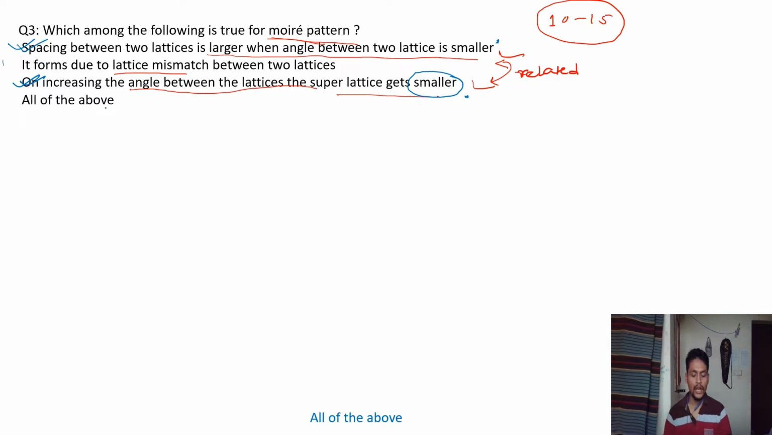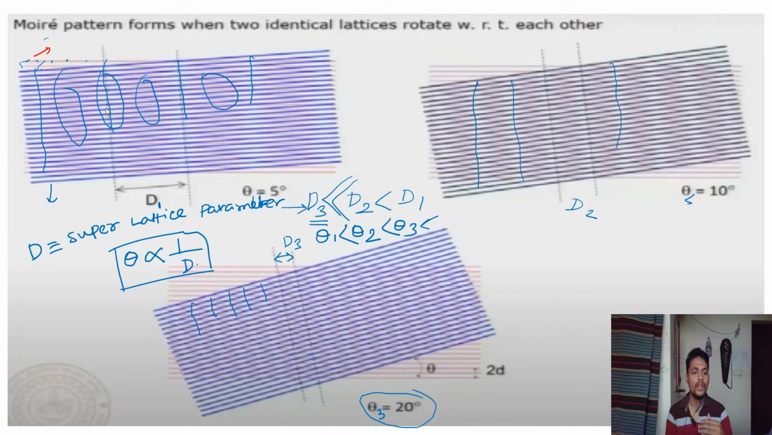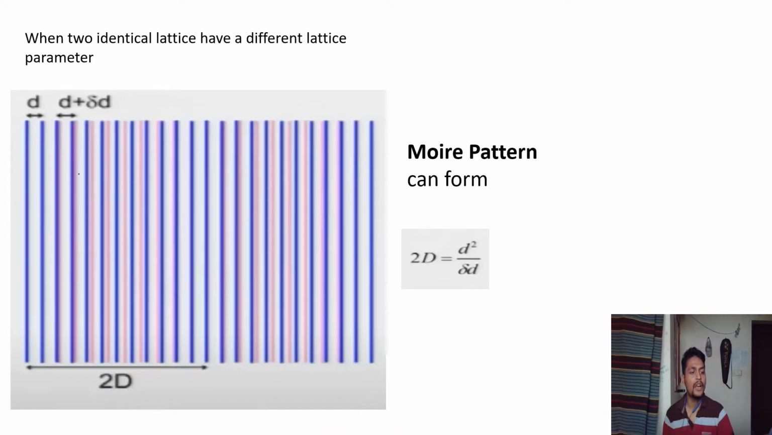Now we have talked about the angle, the angular mismatch of the lattice. Now if it is just the parameter, if both lattices have the same kind of grid-like pattern, but the lattice parameters of the two patterns are slightly different. Let's say for the blue one the lattice parameter is D, and for the red one the lattice parameter is D plus del D. So this is slightly different.